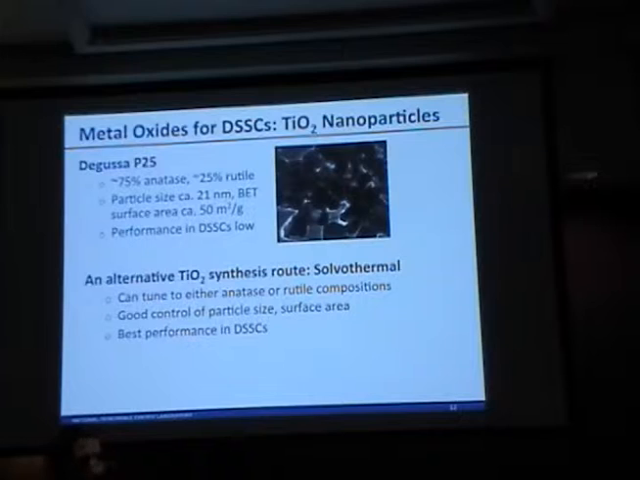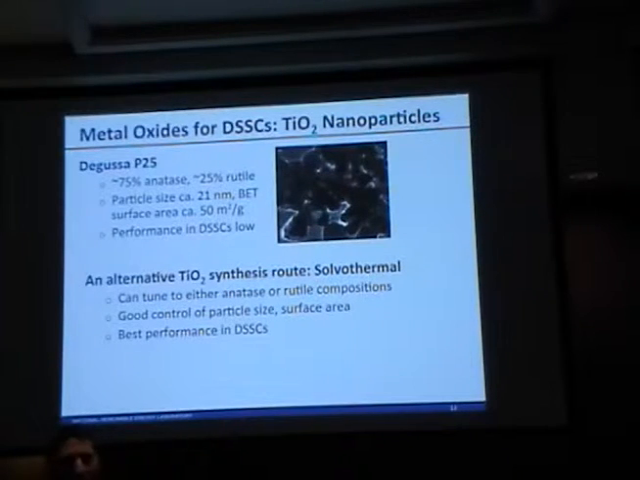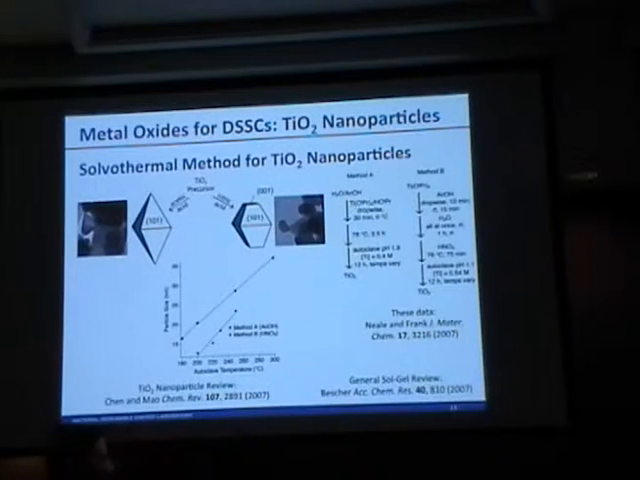And so the alternative to that is to use a solvothermal route. This is a route where you're typically using a metal oxide precursor. You're doing this in solution and at temperature, hence the solvo and thermal. And you can make either anatase or rutile, depending on what your starting conditions and your pH are. You start with a titanium precursor, and you can have excellent particle size and surface area control, and these result in particles with the best surface area.